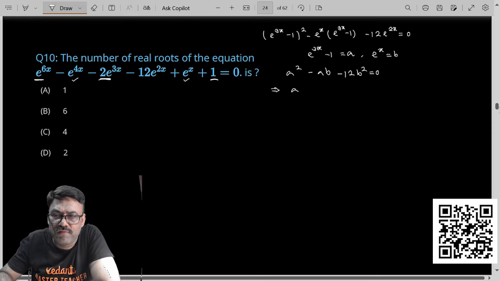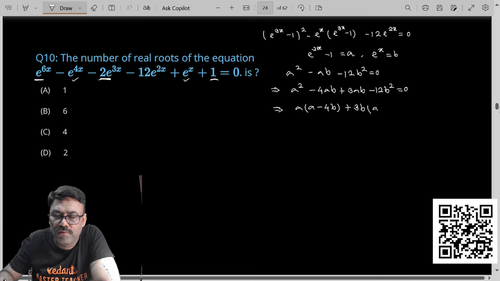I can write it as A square minus 4AB plus 3AB minus 12B square. Take A common here, so A minus 4B. Take 3B common here, so A minus 4B. So basically you are getting two possibilities: either A is equal to 4B or A is equal to minus 3B. Now just put the values.